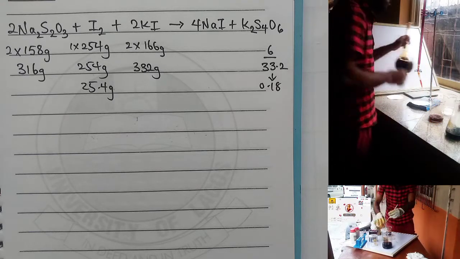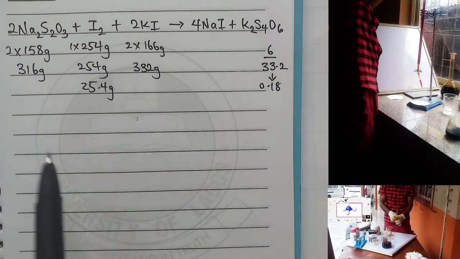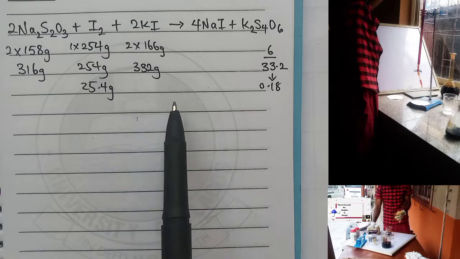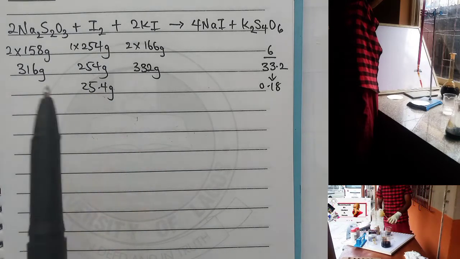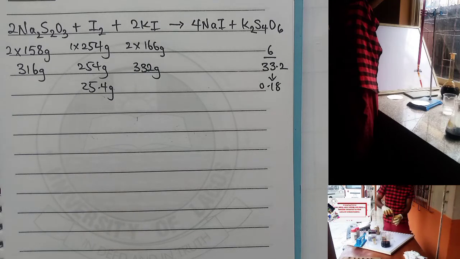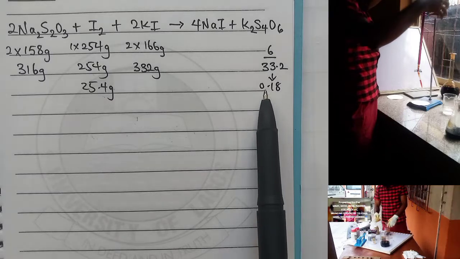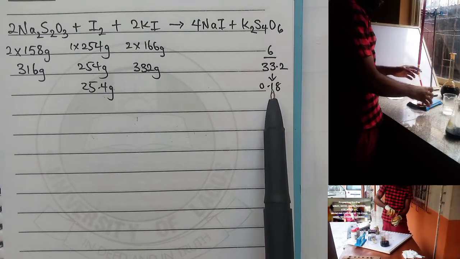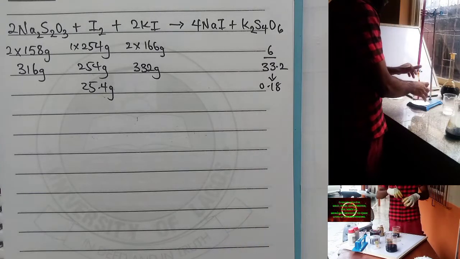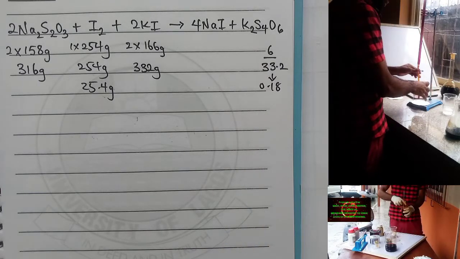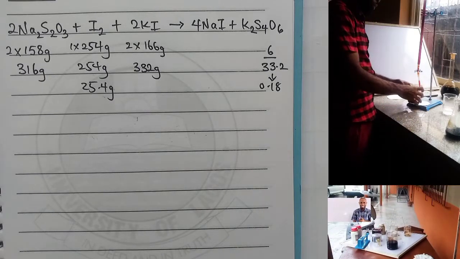I am having here 25.4. That means they should have given us 33.2 grams for all of this iodine to dissolve. But what we found out is that not all of this iodine will dissolve. There will be some percentage based on who dissolves it. This should be the least percentage it should be: 0.18. What I have in my work is 0.4. That is what I have in my work, but this is 0.18.